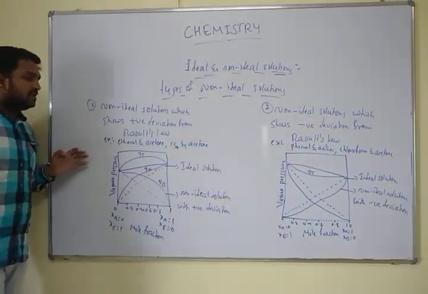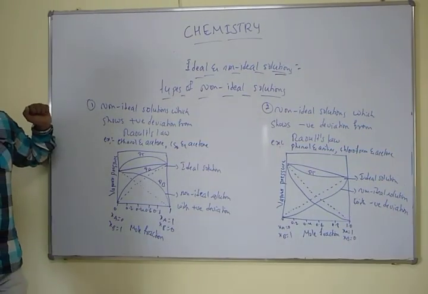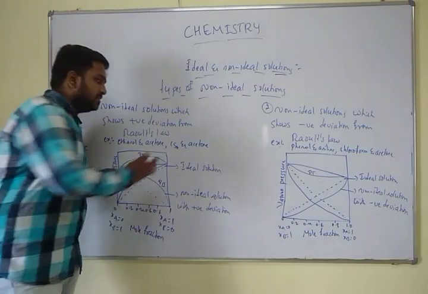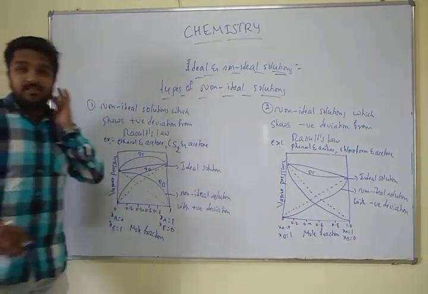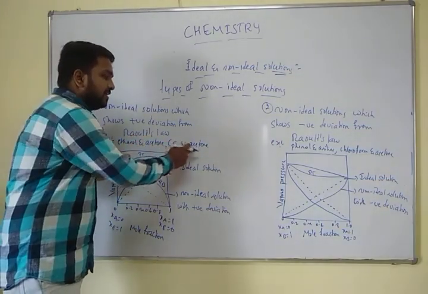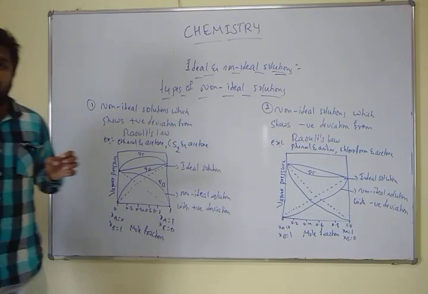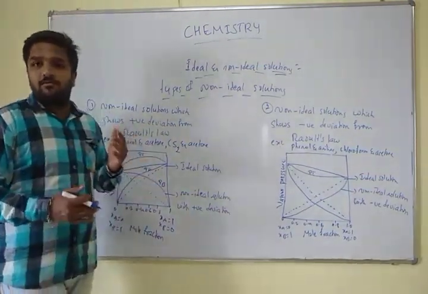Clear? So the examples for positive deviation solutions are ethanol and acetone, and carbon disulfide, CS2, with acetone. So it means that the vapor pressure which is created by the mixing of these two solutions will be lesser than the vapor pressure which is calculated from Raoult's law.